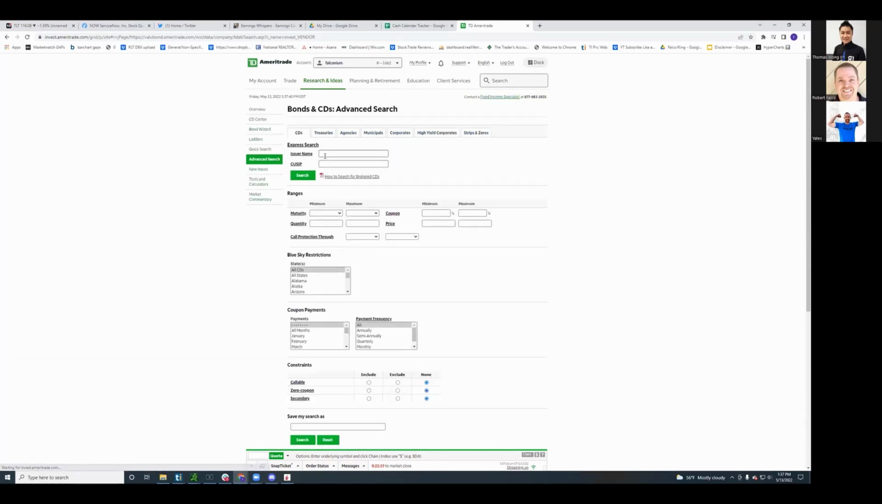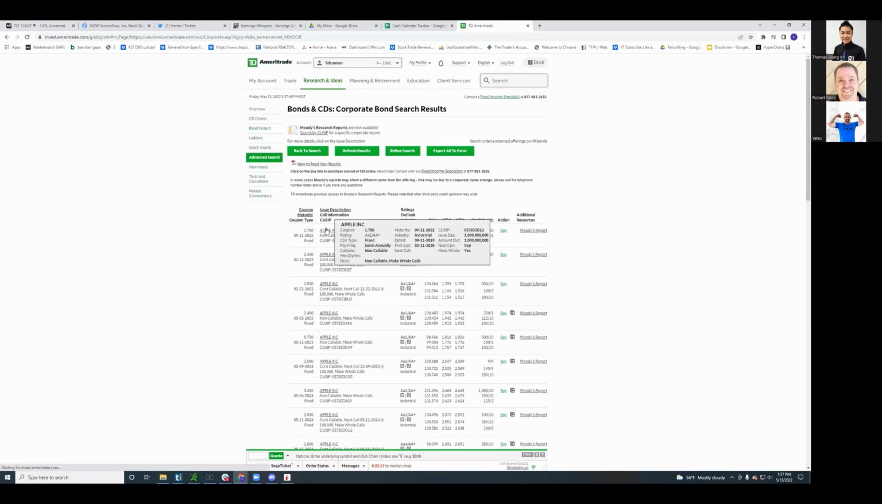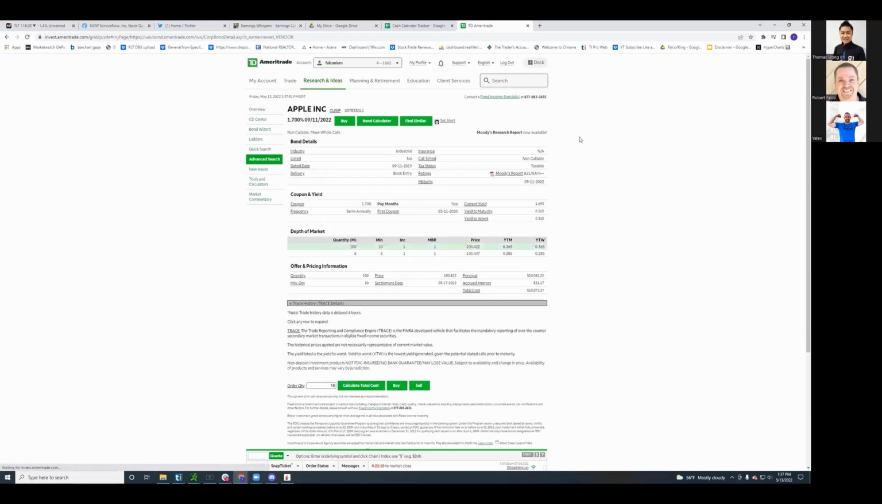So the different terms for the bonds, right? You have the actual coupon rate, which is the interest rate that they're going to pay. There's the face value, which is how much the bond is going to be worth at maturity, and then there's par value, which is how much it's going to be worth when they issue it.